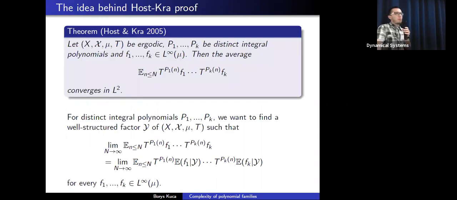And why do we care about factors here? In their proof of this result that I stated before, Host-Kra basically showed that if we have a sequence of averages like this, the limit remains unchanged if we project all the functions onto some well-structured factor Y. So this factor has to be big enough for these 2 limits to be equal. However, it has to be small enough to possess some extra structure that we can then use to show that the second limit converges. And that's the idea behind Host-Kra's proof.